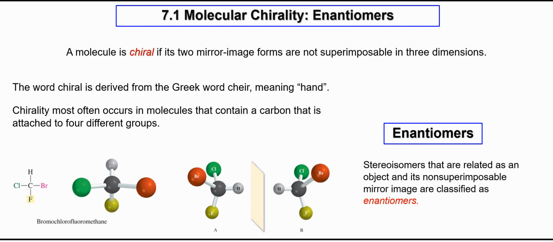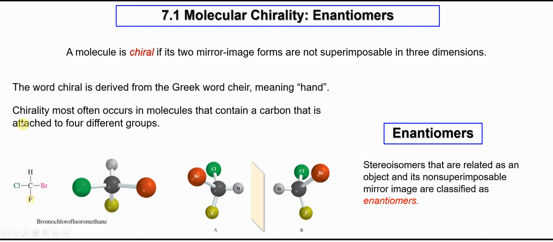So first of all, we are going to discuss the molecular chirality related to the enantiomers. A molecule is chiral if its two mirror image forms are non-superimposable in 3D. The word chiral is derived from the Greek word which means hand. Chirality mostly occurs in molecules which contain a carbon connected to 4 different groups.